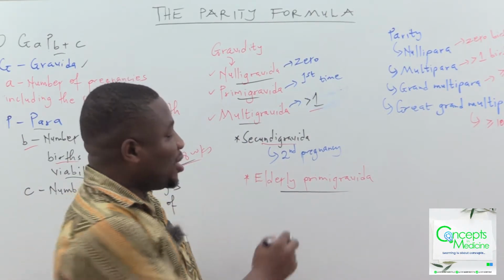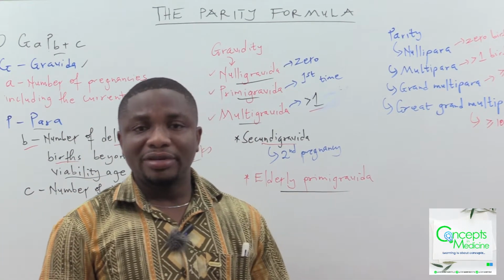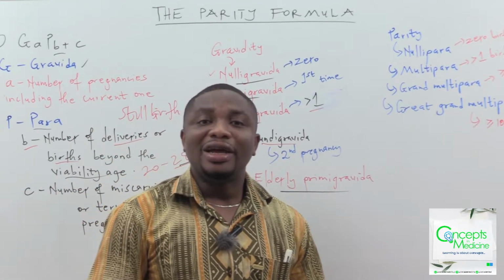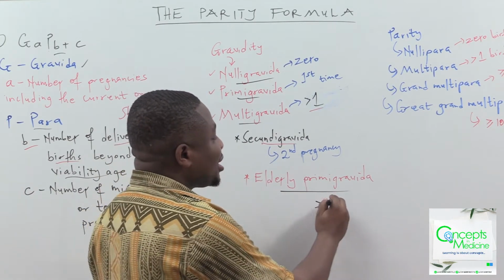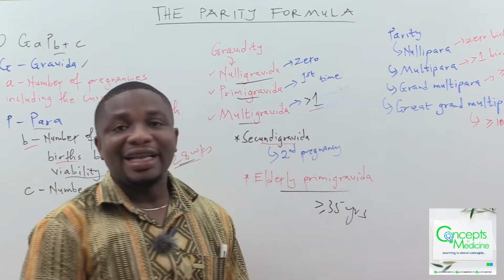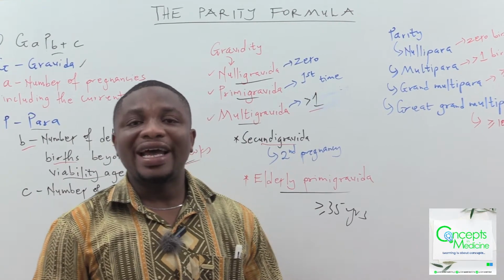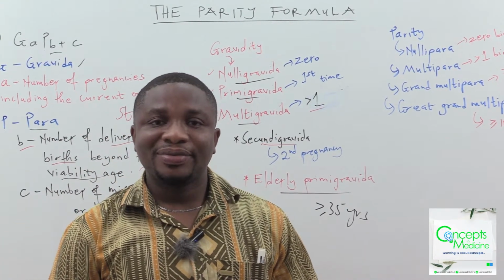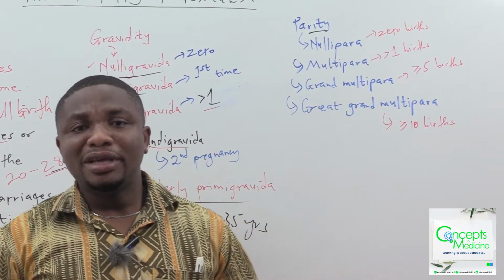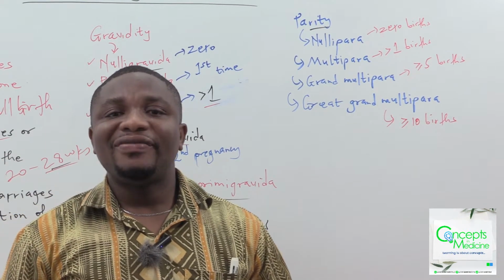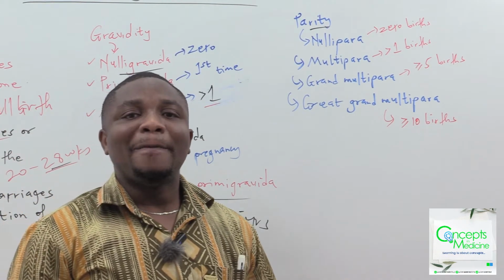Then we also have what we call the elderly primigravida. When we say elderly primigravida or elderly primip, it simply means that the woman is pregnant for the first time at an age greater than or equal to 35 years. So if you are at least 35 years and you are pregnant for the first time, we will call you an elderly primip or an elderly primigravida. Let's move ahead and look at the terminologies under the parity. Parity simply means delivery or birth beyond the viability age.